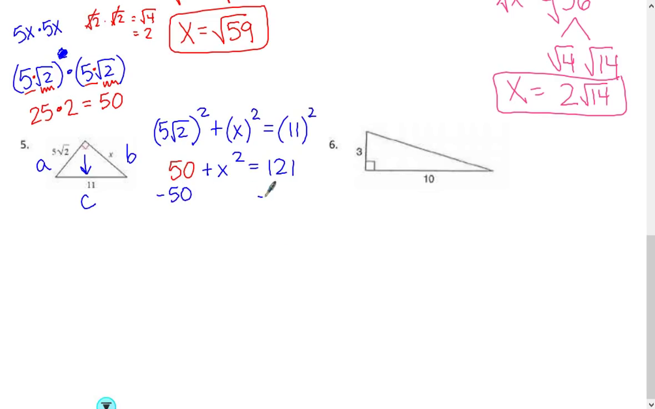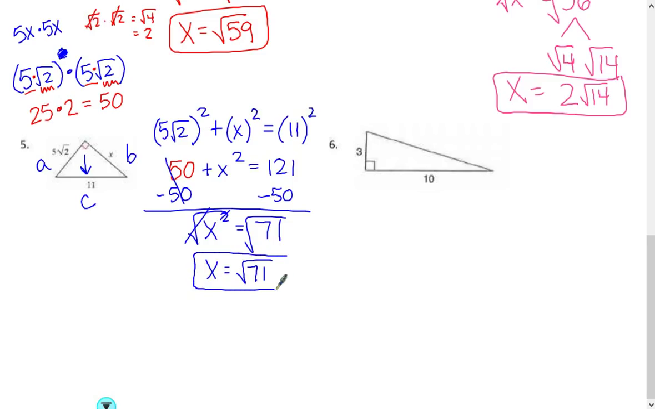I'm going to subtract 50 from both sides so I can isolate my variable. I get x squared equals 71. And then again, coming through here to take the square root of both sides, and I get x equals the square root of 71. Now again, because I'm Miss Harper and I'm the math teacher, I know that that's not going to simplify any further, but you don't know that, so you need to make sure that you're going through your list of perfect squares to see if this thing simplifies first.